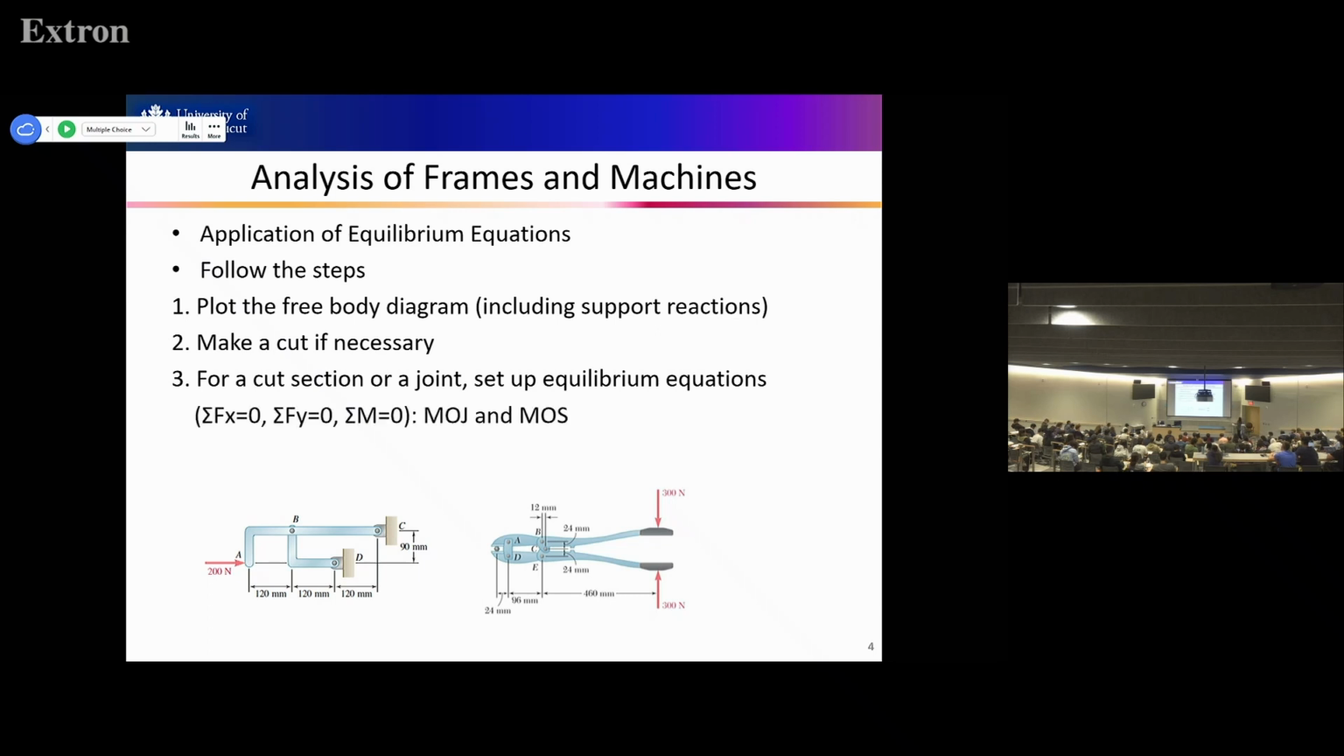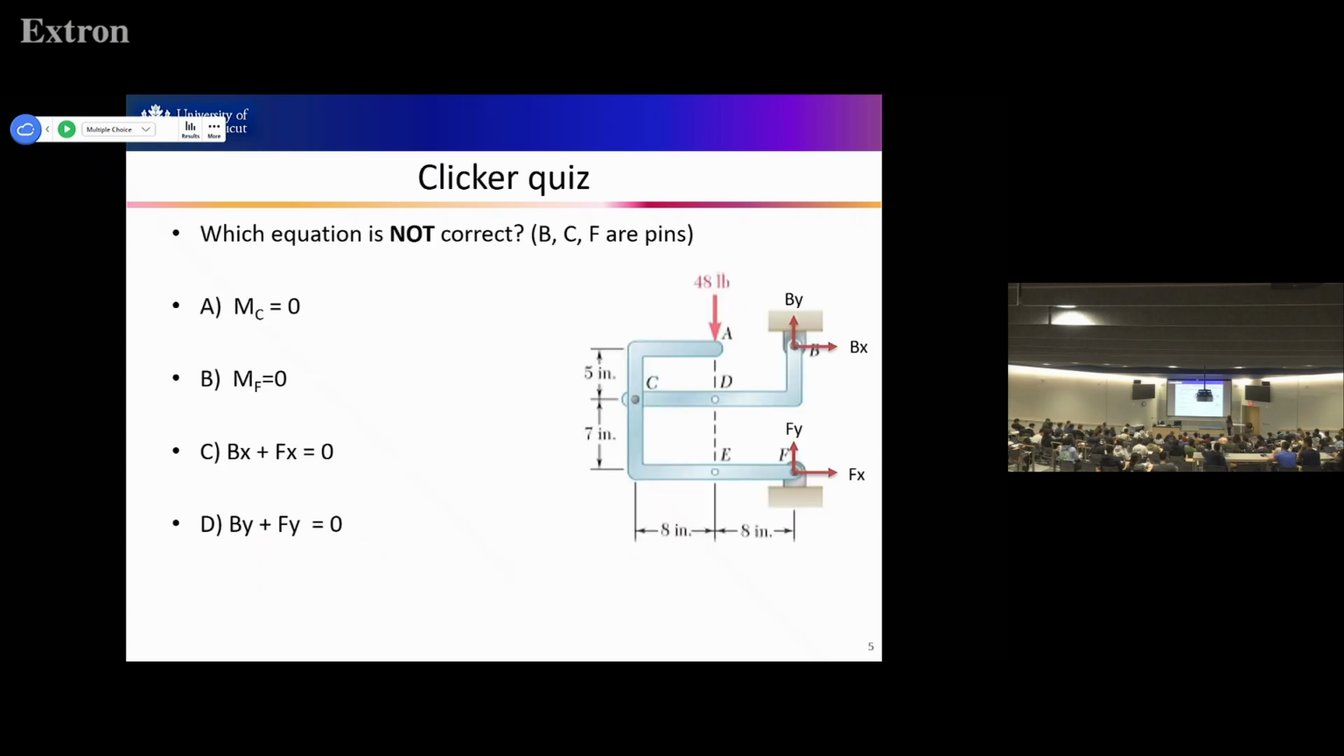Okay, and then for a cut section or a cut joint, a dissected joint, set up equilibrium equations. In the method of joints, we use only force equations. In the method of sections, we use all 3 equations. Typically, you will use the method of sections for these problems, and then check your final answer to see whether it is reasonable based on your engineering judgment, right? So that's the procedure: free body diagram, step 1 global, step 2 local, and then check your answer, okay?